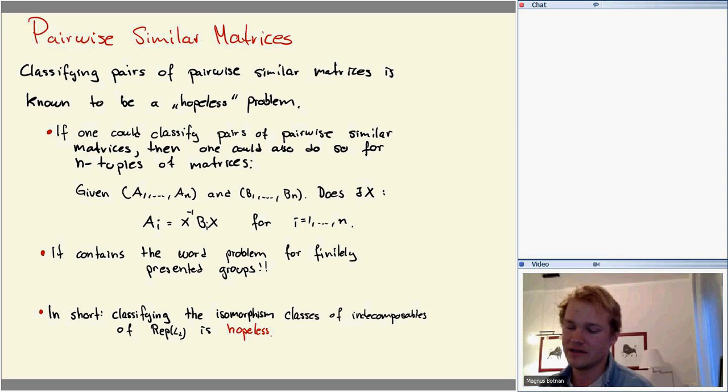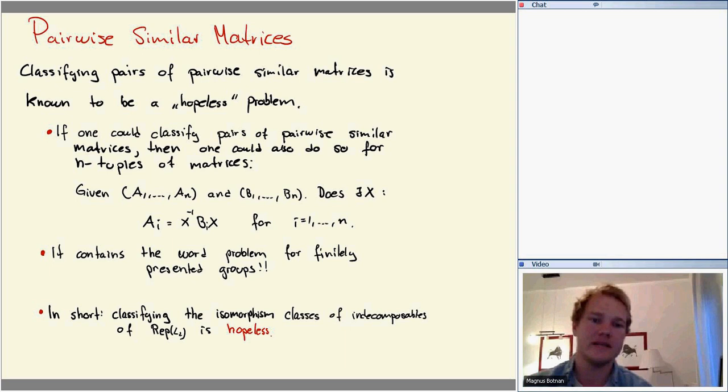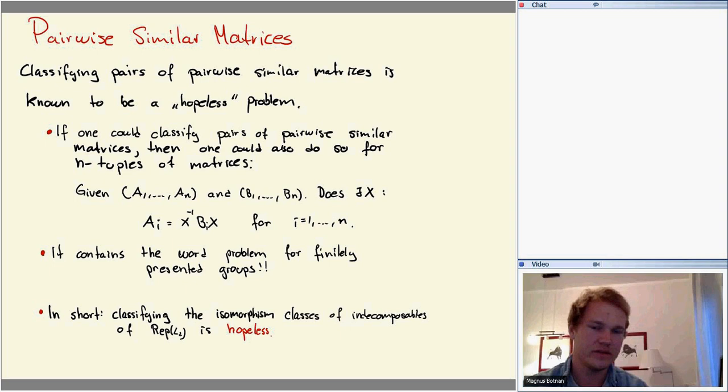Like in geometry, we consider these orbits. If you could classify pairs of pairwise similar matrices, then you could do so for n-tuples of matrices, which is the same level of complexity. So we have this n-tuple A_1 to A_n and B_1 to B_n, and an invertible X such that A_i is equal to X inverse B_i X for i from 1 to n. This contains the word problem for finitely presented groups, which would be undecidable.